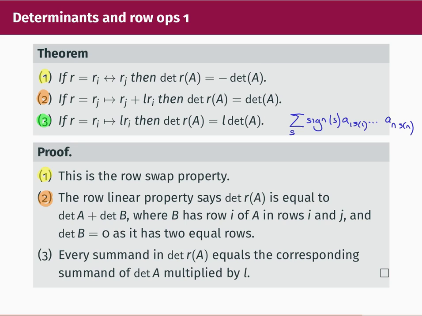Well, now think about this sum which would define the determinant of R of A. It looks exactly the same as the sum defining the determinant of A, except that there's a factor of L coming from the ith term in that product in every summand. So every summand in the determinant of R of A is the corresponding summand of the determinant of A, only multiplied by L. So when you factor that L out, you get the claimed result. So we're done. We've proved these three properties which tell us precisely how a row operation affects the determinant of a matrix.